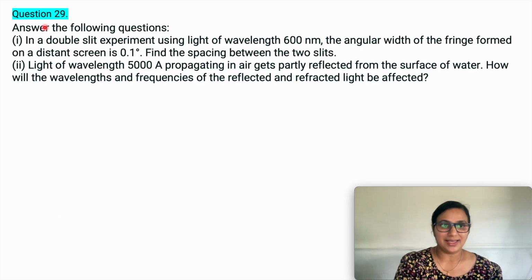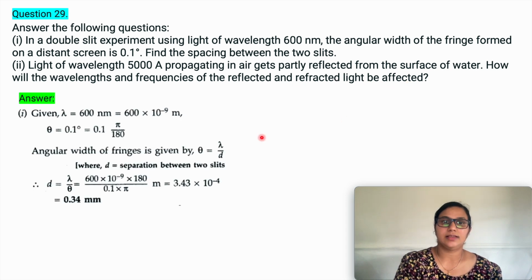Question number 29. Answer the following questions. In a double slit experiment using light of wavelength 600 nanometer, the angular width of the fringe formed on a distant screen is 0.1 degree. Find the spacing between the two slits. Second part: light of wavelength 5000 angstrom propagating in air gets partially reflected from the surface of water. How will the wavelengths and frequencies of the reflected and refracted light be affected?